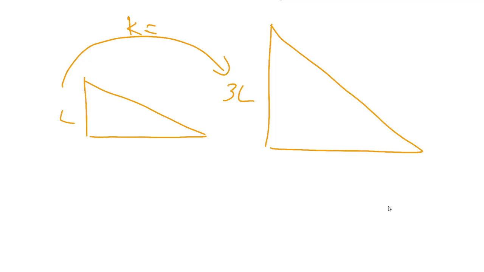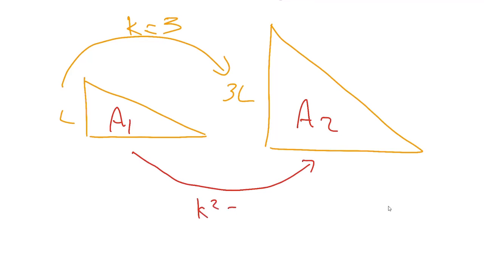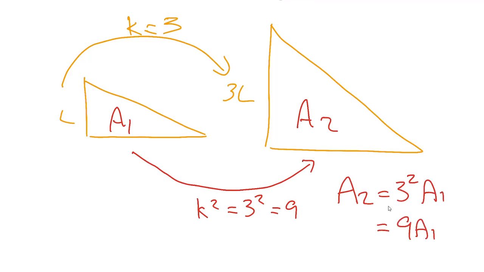Increased by 3. Correct. Which means that if I look at the area, if I take area 1 and I call this one area 2, by how much did I increase the area? 3 squared. Correct. So K squared is equal to 3 squared, which is equal to 9. So if I wrote a relationship, A2 is equal to 3 squared A1, which means that A2 is equal to 9 times A1. Cool. So that's basically what we're saying.